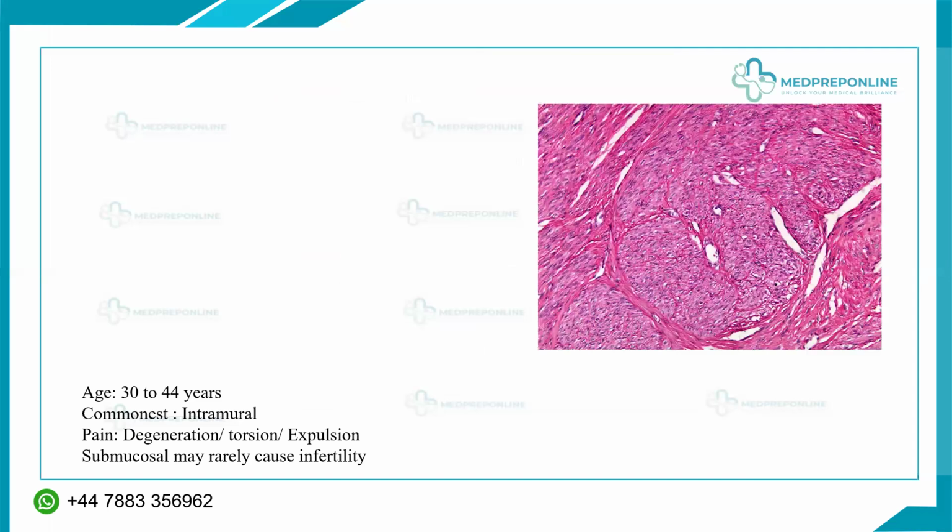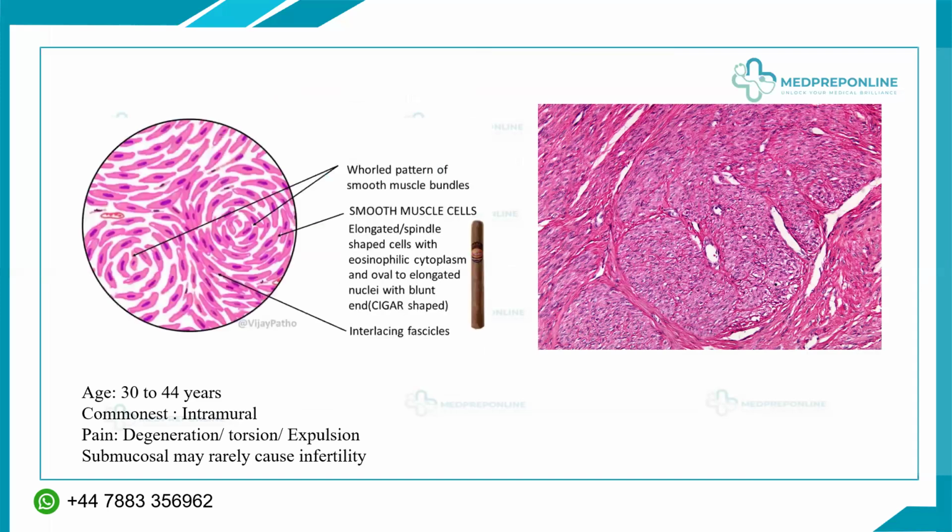Now coming to the next tumor, as we can see, there's a whorled pattern of cells. You can see the spindle shape of the cells, and they're arranged in fascicles or whorled pattern. So here you have the smooth muscle cells with elongated or spindle shaped cells, and there's an abundant eosinophilic cytoplasm. The nuclei also we can see are elongated. They are oval or have a blunt end, and this is the typical cigar shape. You can see the interlacing fascicles. So this is nothing but leiomyoma.